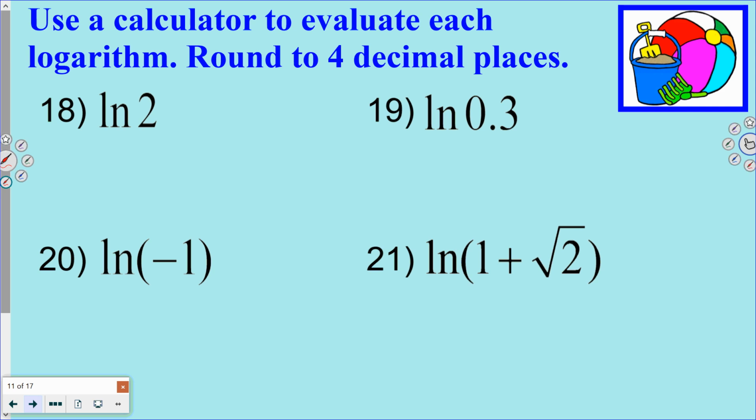All right, so go ahead, just get some button pushing practice. Use a calculator to evaluate each logarithm, round to 4 decimal places. So again, it's ln, so natural log. What happens when you push natural log? It automatically opens that parenthesis for you. So the natural log of 2. So again, it's asking you e to what power is going to give me 2. So it'd be 0.6931 if we round that.